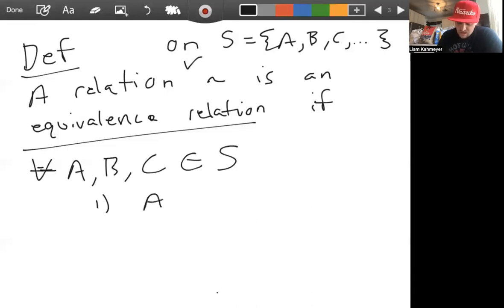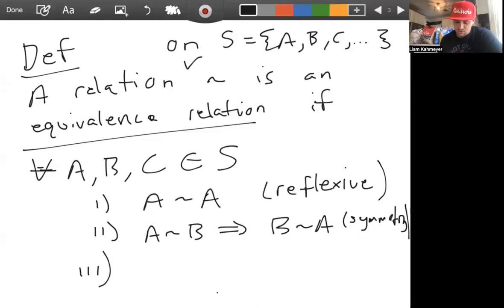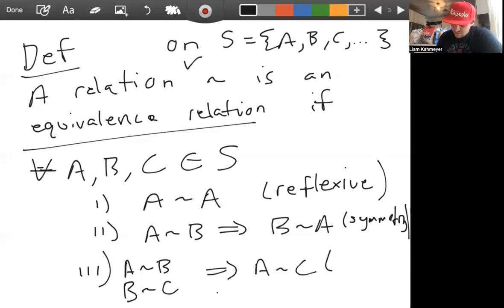We have that A is related to A. This is called the reflexive property. We have that A related to B implies B is related to A. This is symmetry. And then we also require that if A is equivalent to B and B is equivalent to C, this implies that A is equivalent to C. And this is called the transitive property.